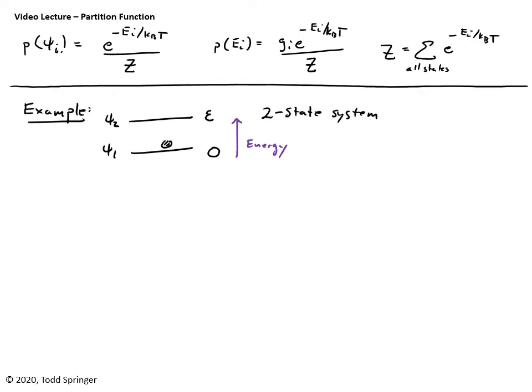So I asked you to predict what's going to happen as T goes to infinity, at very large temperature. What's going to happen to this atom in this two-state system? So let's work it out. The first thing we're going to do is calculate Z. It's the sum over all states, and for every state, you take e to the minus the energy of that state divided by kBT.